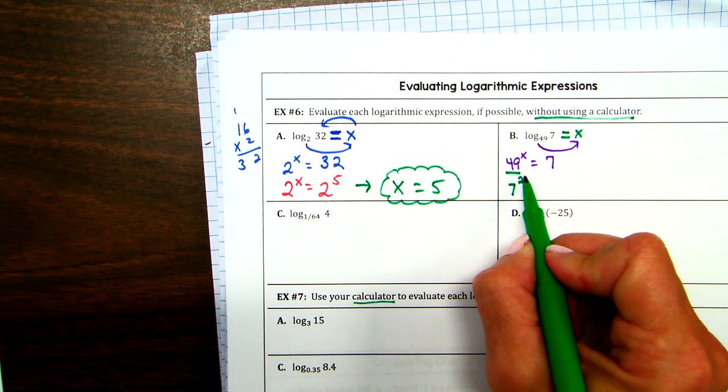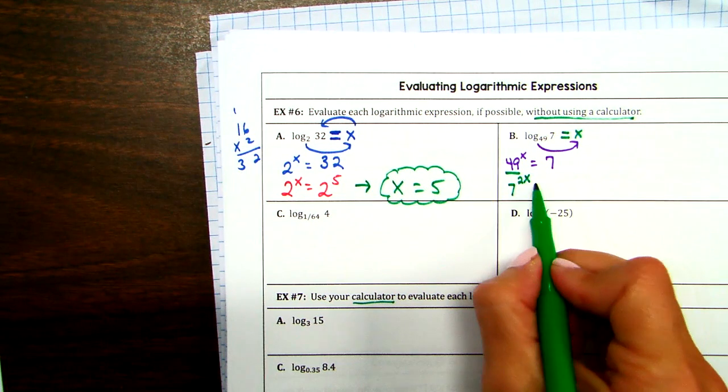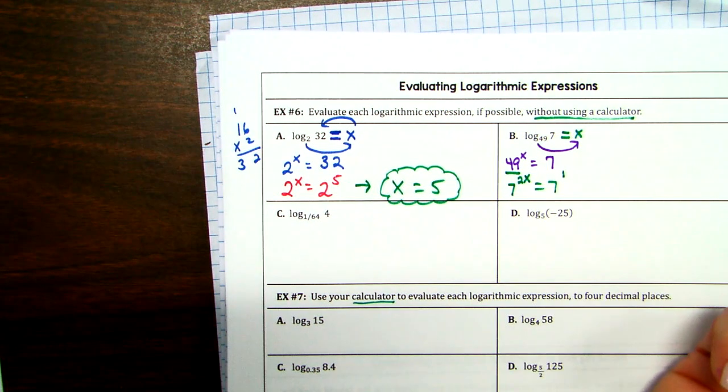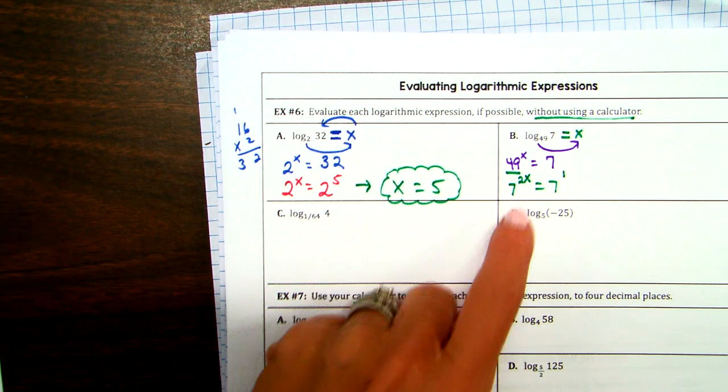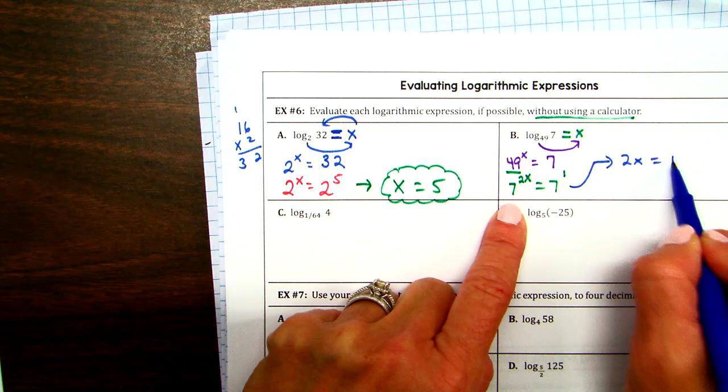And there's already a power up there. So it's just power to a power, we multiply. So 7 squared, there's an x there, equals 7 to the first, right? That's what that means. So since the bases equal each other, we can set the exponents equal to each other.